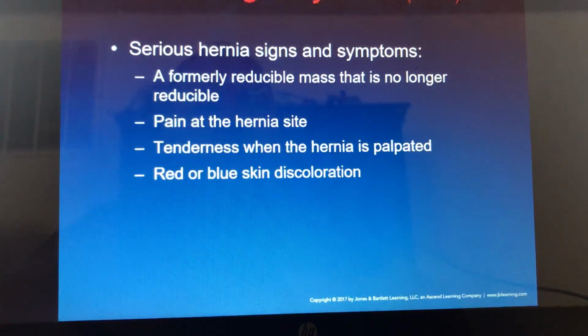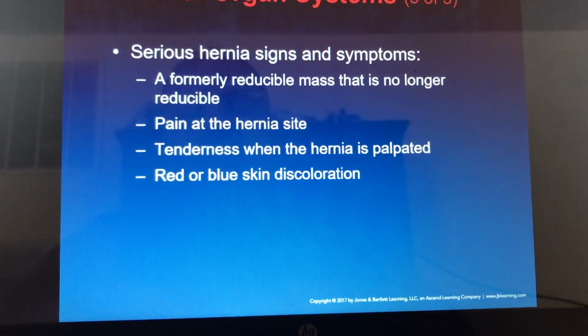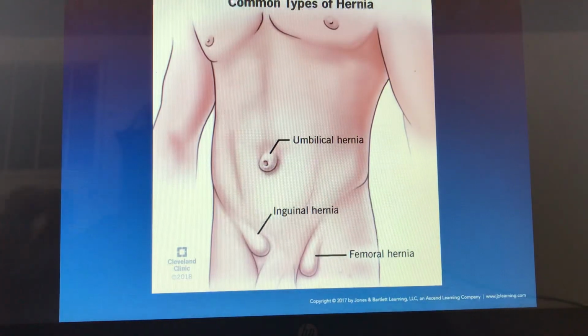Kind of talked about all that. One of the things that you want to look for is the reddish or blue discoloration. That's how you know it's probably strangulated. That'll give it away.